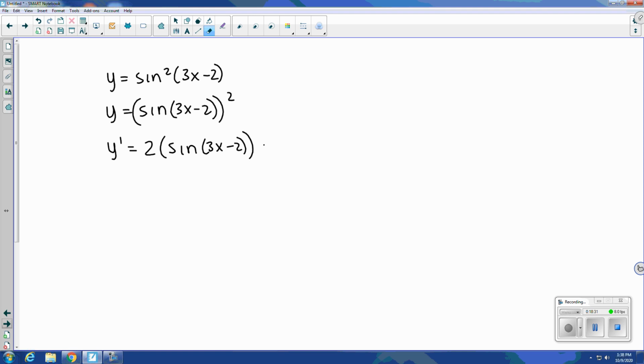Now the inner function has a composition itself. So I'm going to have to use chain rule again. So this is what I mean by when you go to multiply by the derivative of what's inside, you're going to treat it like it's its own new problem.